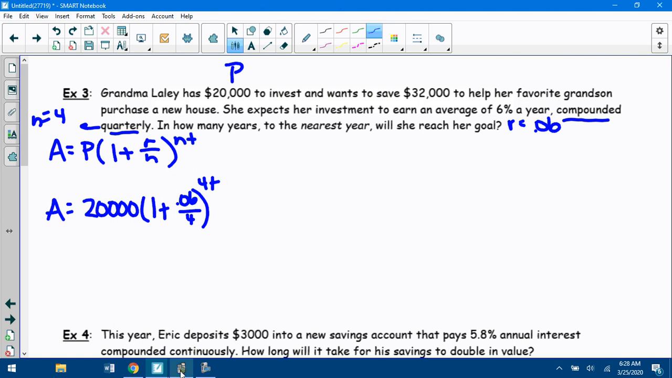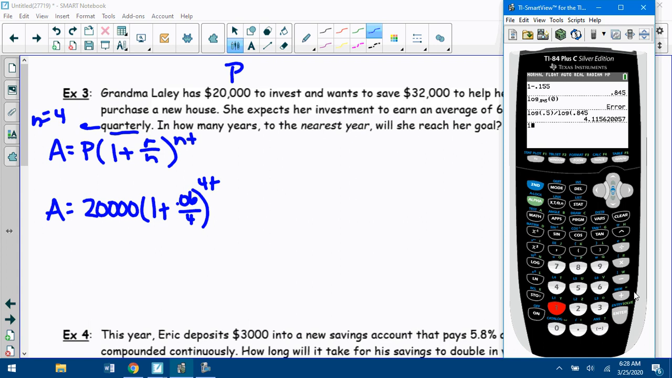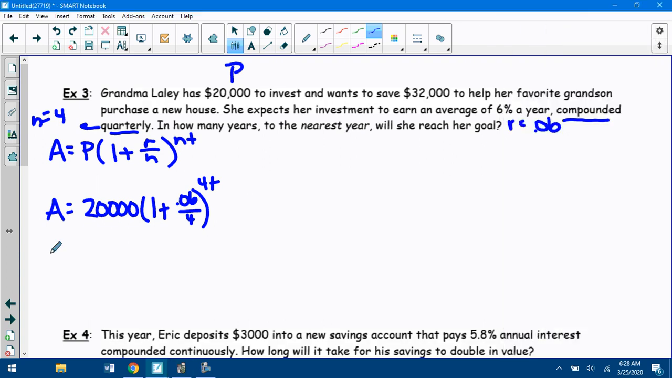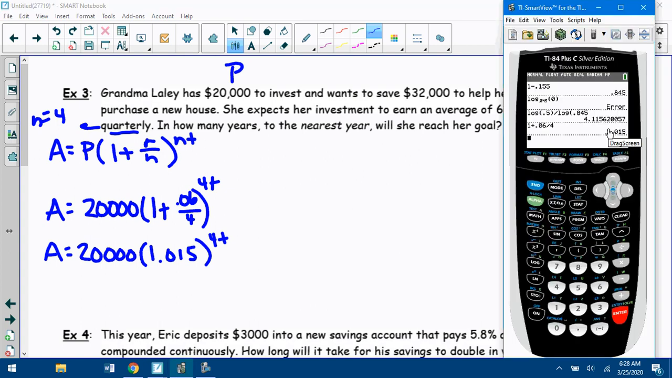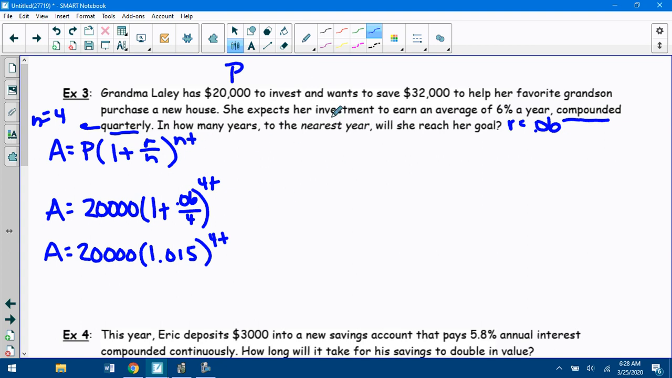Now this looks kind of ugly in here. We can see if it comes out to be a nice number. Sometimes it will. That's not too bad, 1.015. So I'd probably just use that in here. A equals 20,000 times 1.015 to the 4t. But if for some reason this came out to be some crazy decimal, we can't round early. So if this was a crazy decimal, I would have just left it like this and dealt with it in this form. Okay, how many years will she reach her goal?